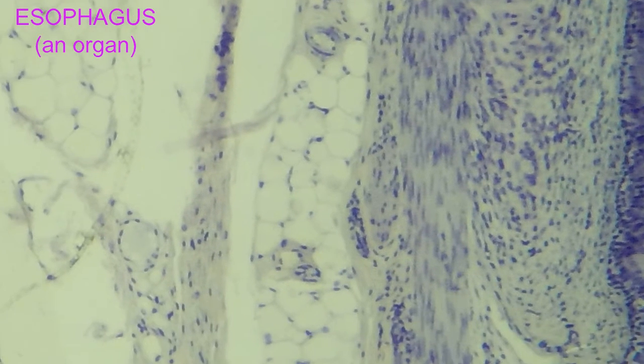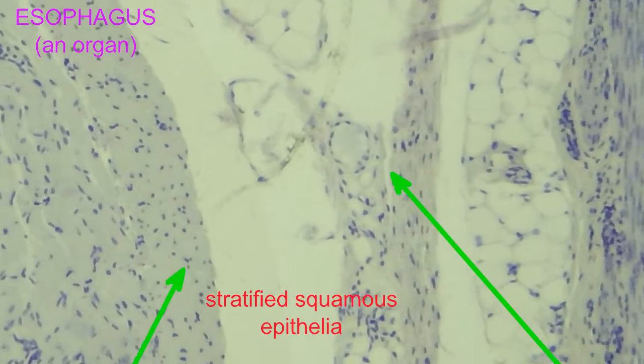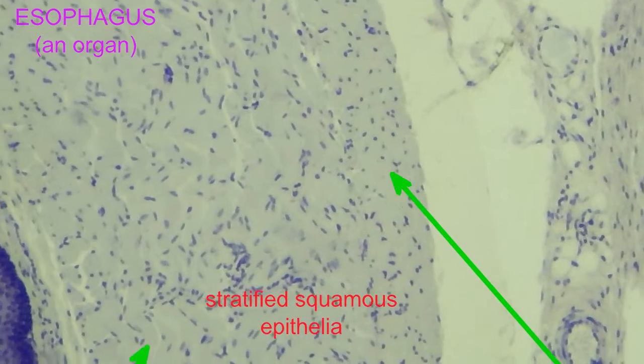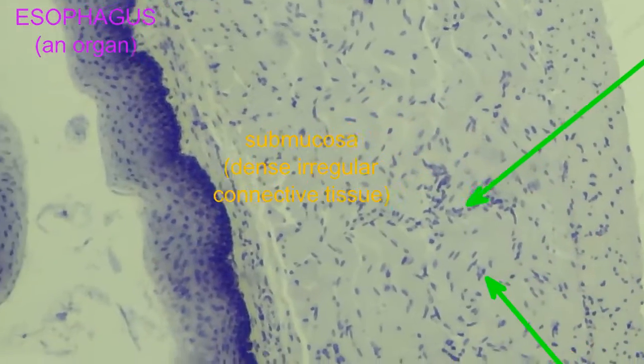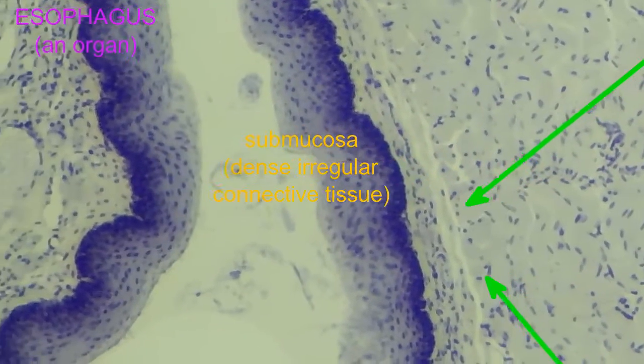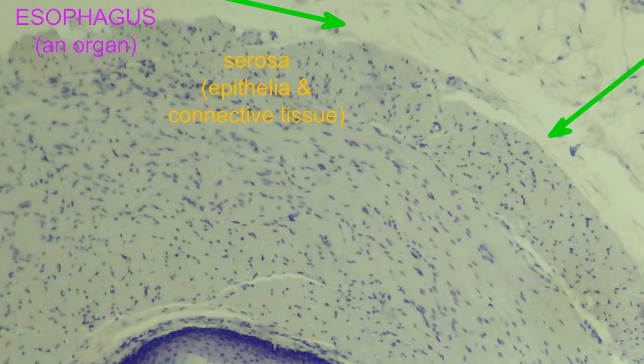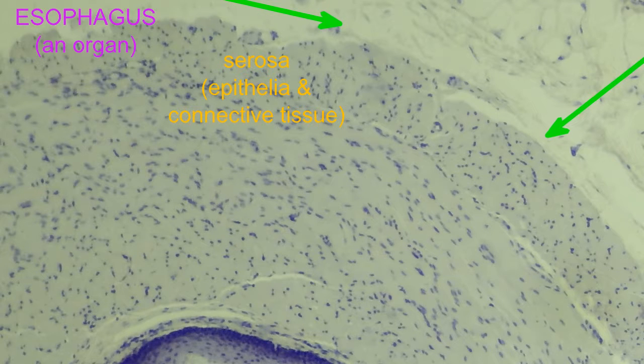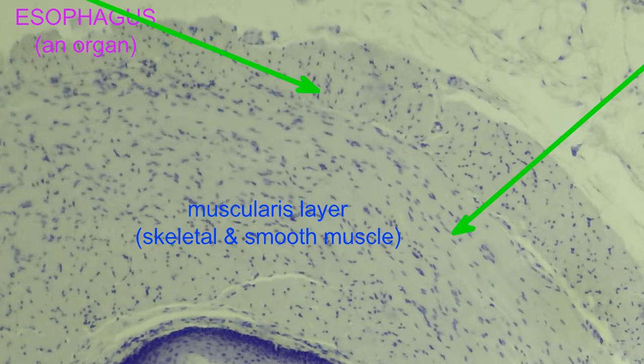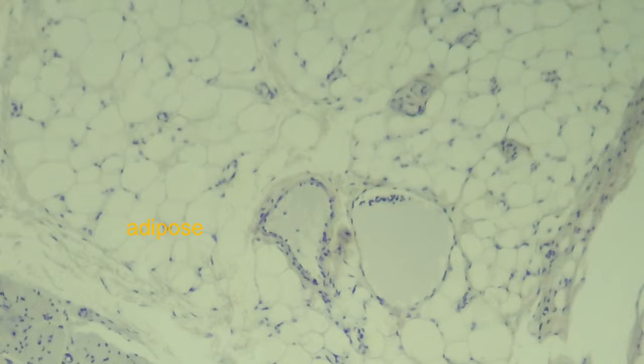The esophagus is lined by stratified squamous epithelia. There is connective tissue in its submucosal layer, in addition to the serosa layer, the thin layer of collagen fibers which wraps the esophagus as part of a serous membrane. In addition, there is a muscularis layer which contains skeletal and smooth muscle, depending on which part of the esophagus is sectioned. Around these structures, adipose serves as a packing material.